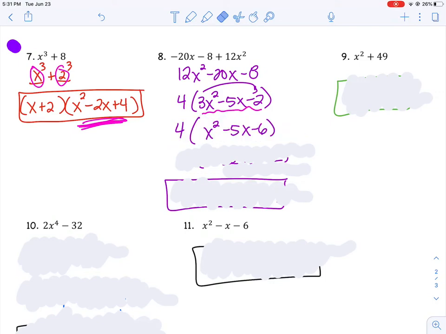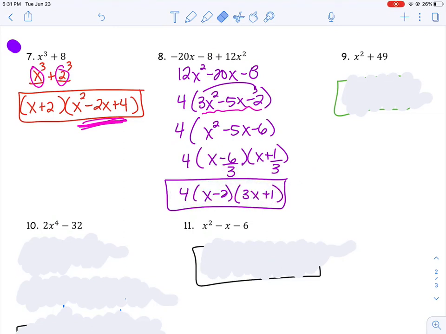Multiply, factor, divide, reduce, and bottoms up. Don't forget your GCF. You should have a 4 out in front. You should have an x minus 2 and a 3x plus 1. Hopefully you got the same thing I did.